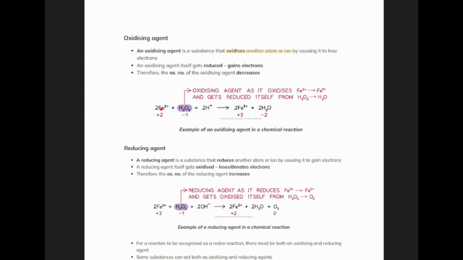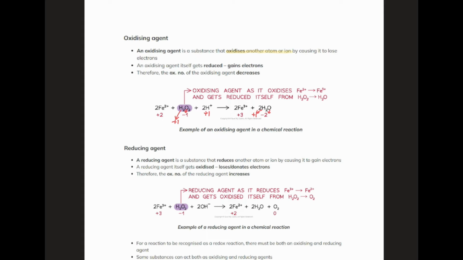So iron 2 ions, positive 2. This one, H2O2, is hydrogen peroxide. Hydrogen peroxide is where the oxygen takes negative one. The hydrogen takes positive one. The oxygen takes negative one. Okay, then this is positive one. Then the product Fe3+ is positive 3. And then this one, the hydrogen is positive 1, the oxygen is negative 2.